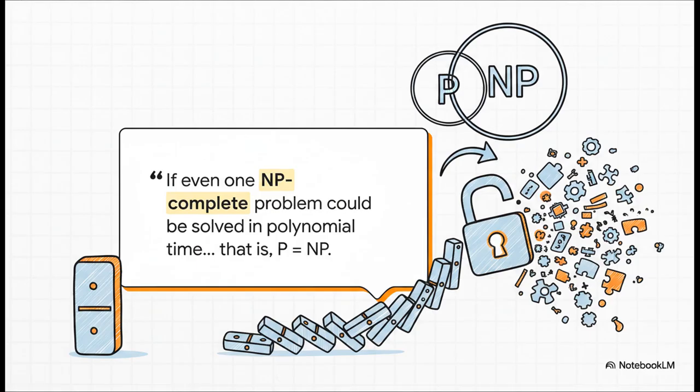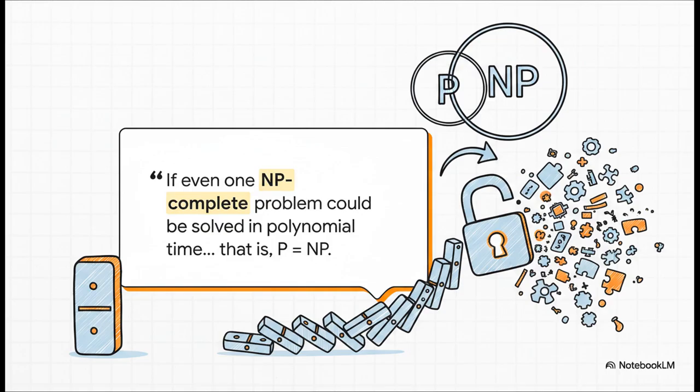And this brilliantly illustrates the massive stakes we're dealing with here. If even one NP-complete problem could be solved in polynomial time, then all NP problems could be solved in polynomial time, meaning P equals NP. This is the ultimate domino effect. Right now, computer scientists generally believe P does not equal NP. We believe some problems are just inherently, unavoidably hard to solve. But if someone writes a fast algorithm for just one NP-complete problem, that single algorithm becomes a master key. It unlocks every single NP problem in existence, instantly collapsing the entire incredibly difficult NP class right into the easily solvable P class.